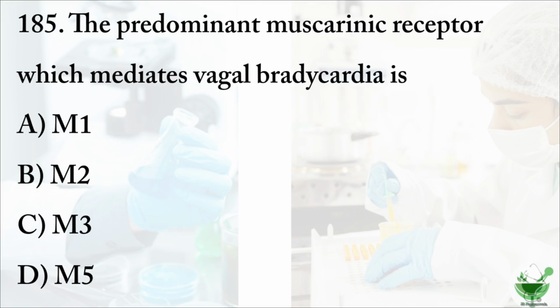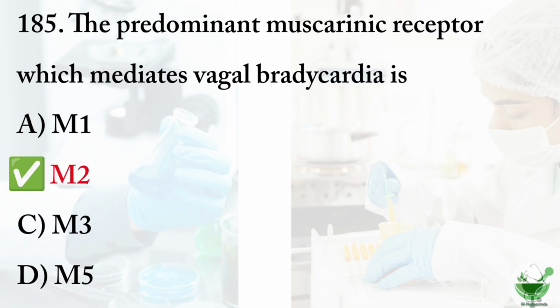Then question number 185, the predominant muscarinic receptor which mediates vagal bradycardia is. The options are option A, M1 muscarinic 1 receptor, option B, M2 muscarinic 2 receptor, option C, muscarinic 3 receptor, option D, muscarinic 5 receptor. So the right option is option B, muscarinic 2, that is M2 receptor.